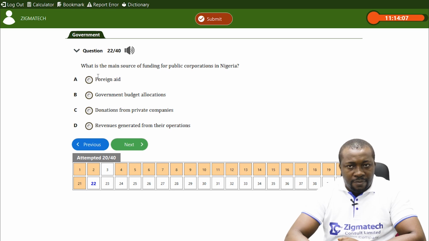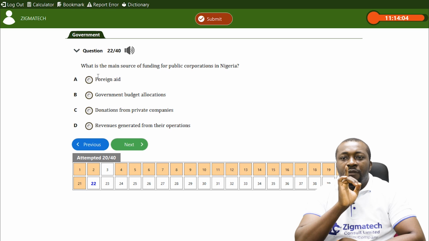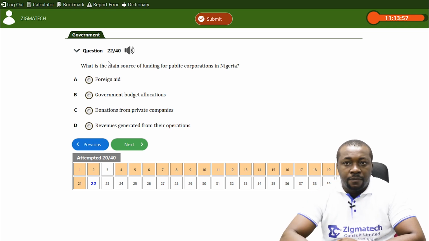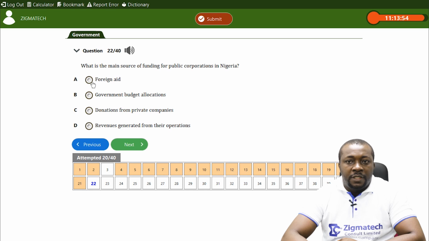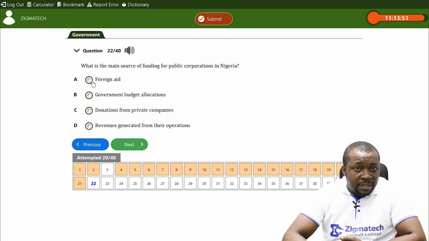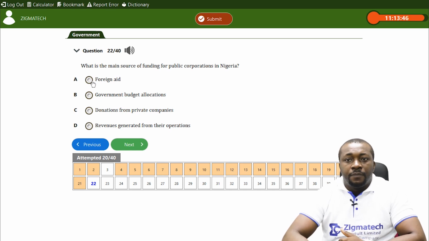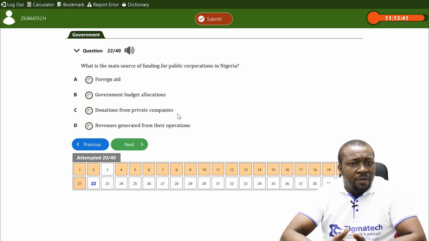Question number 22. What is the main source of funding for public corporations in Nigeria? That is the major source of revenue. Does it receive foreign aid? It does not depend on foreign aid, and foreign aid does not go to public corporations. B, let's look at C, donations from private companies. Private companies won't donate to public corporations. A public corporation is an enterprise owned by the government to render essential services to the public at minimal rate. So private companies will not donate to it.